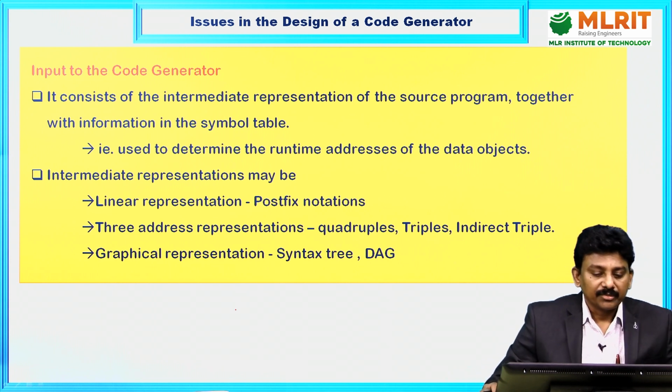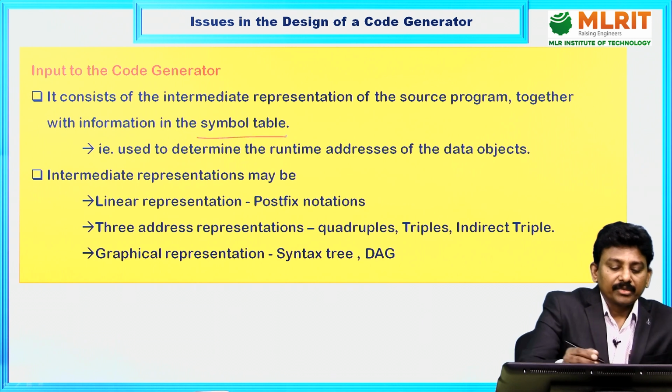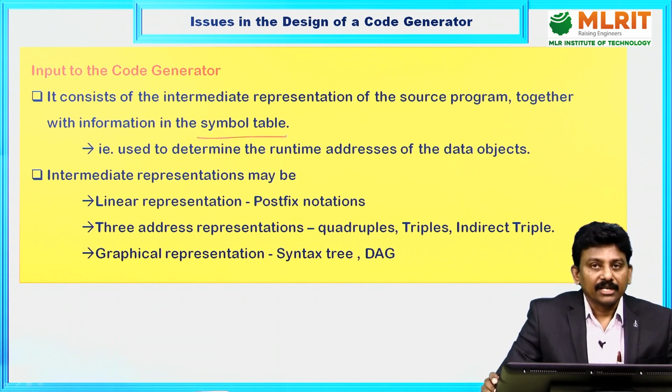First issue is input to the code generator. It consists of the intermediate representation of the source program together with the information in the symbol table, that is used to determine runtime addresses of the data objects. Here, the front end will give the intermediate representation. That intermediate representation of the code is given to the code generator as input. The front end will also maintain a symbol table to store the names used in the source program, so that it will determine the addresses for the names in the source program. Each entry in the symbol table represents the address for the names in the program.